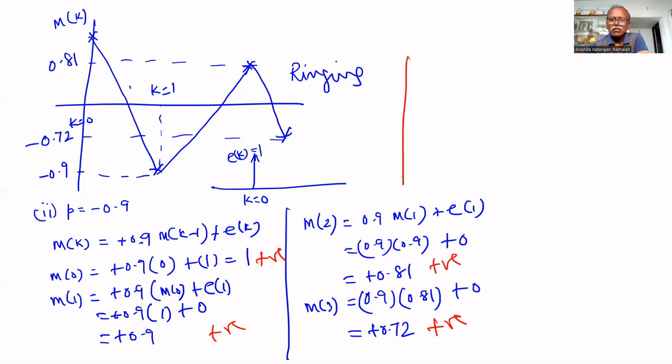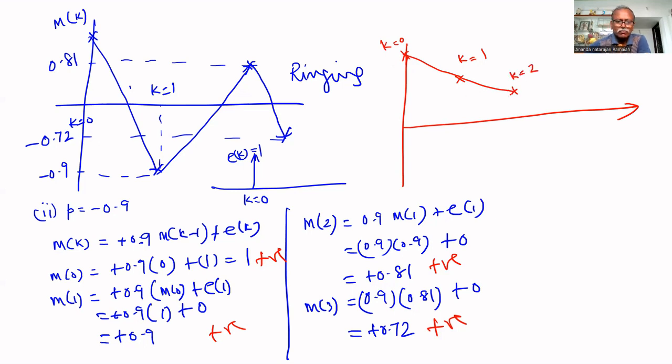That's why if you plot this controller output, initially it is 1 at k equal to 0. When k equals 1, it becomes 0.9. When k equals 2, it becomes 0.81. It decreases to 0.72. So it is not oscillating. Therefore, if the p value is positive, it is oscillating.